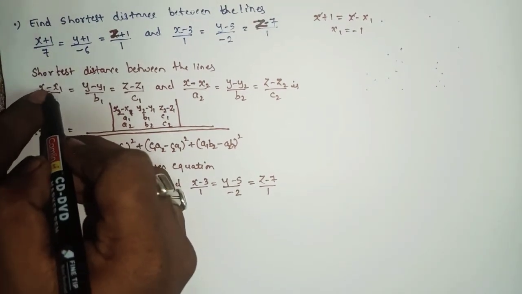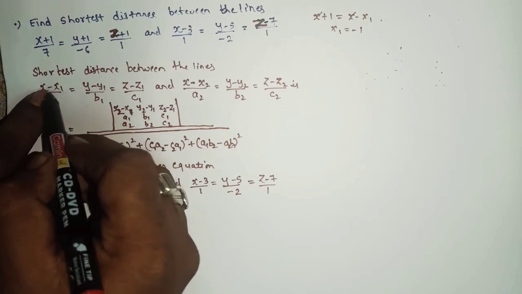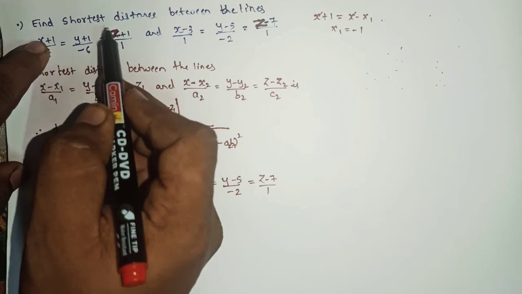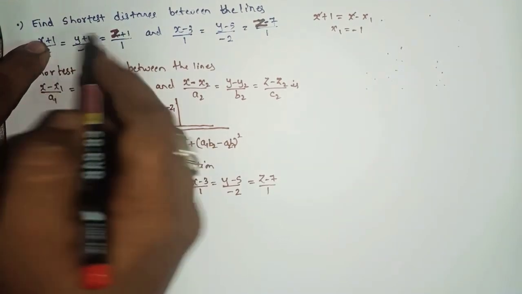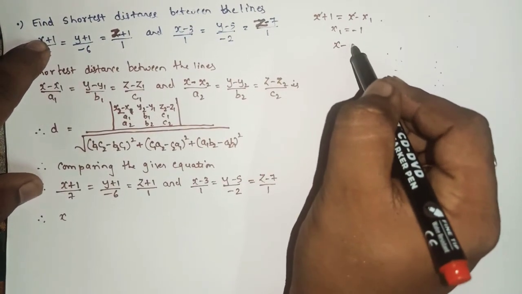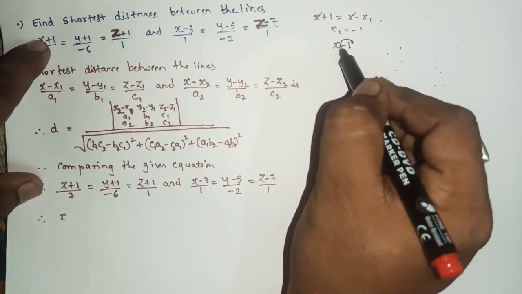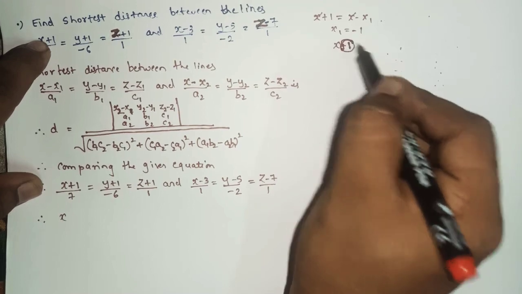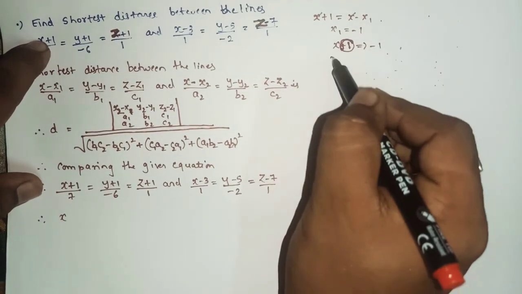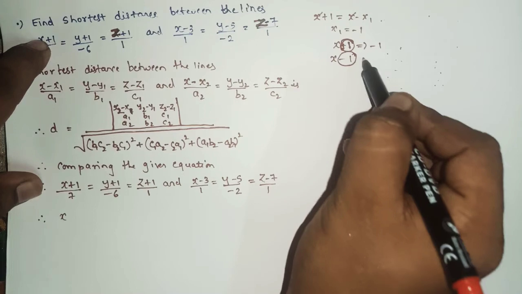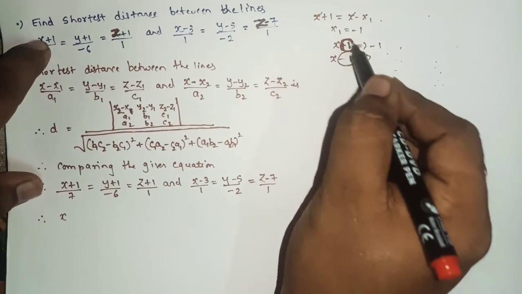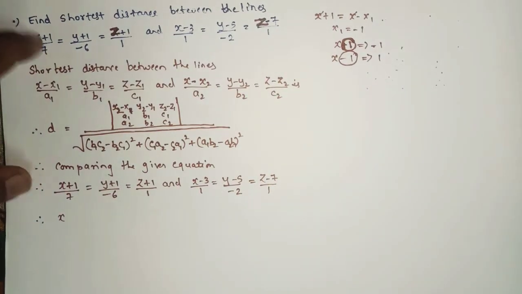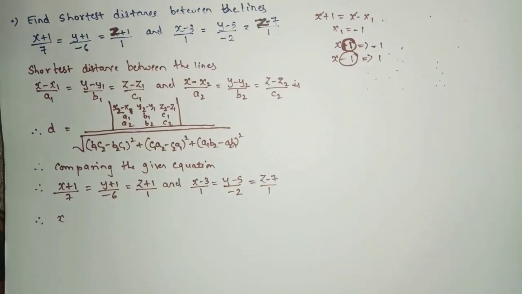Remember this. Here the formula says x minus x1. So if the value is positive, the answer will be negative. If it is already negative, the answer will be positive. Suppose here it is positive, so the answer will be the opposite number. If it is in positive, the answer will be in negative. If it is in negative, the answer will be in positive only.